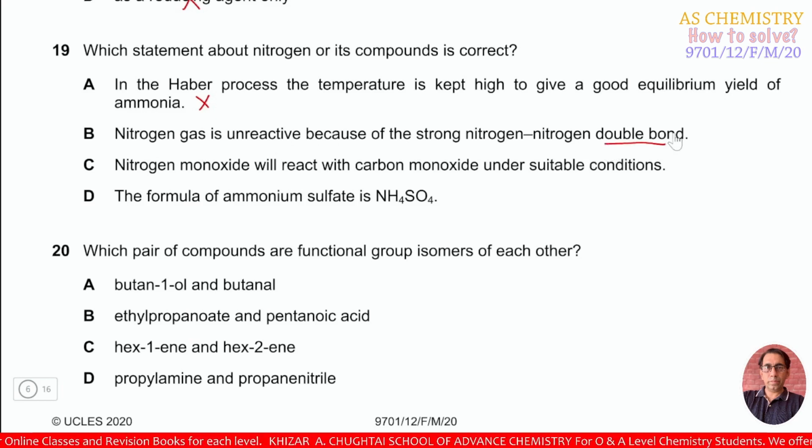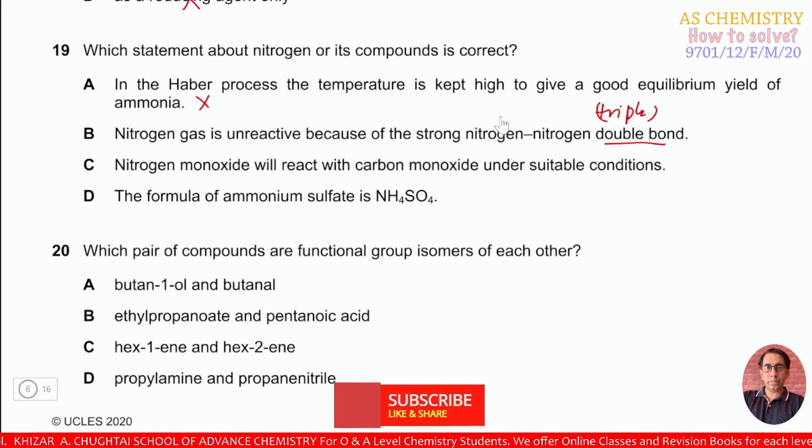Nitrogen gas is unreactive because of its strong nitrogen-nitrogen double bond. No, there is no double bond. I mean, there is a triple bond. There is a triple bond, so B is also an incorrect option.